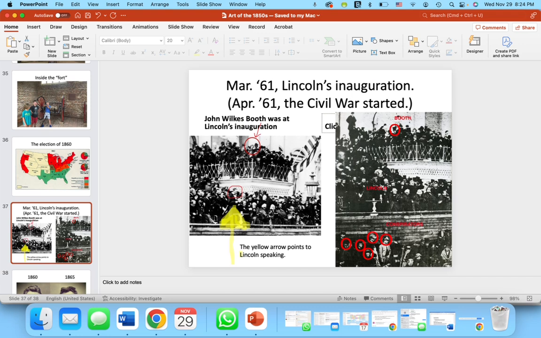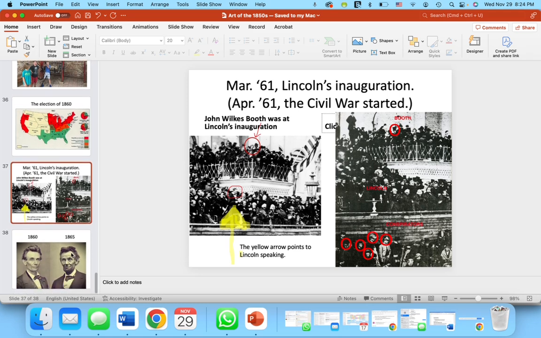And here again, you see Lincoln's inauguration. You can see him here speaking. He was very tall. He's about 6'3". And in the balcony above is John Wilkes Booth. Here it is again, John Wilkes Booth up above Lincoln. And John Wilkes Booth is going to kill him in 1865.